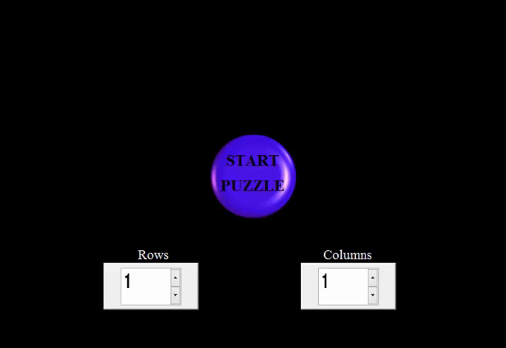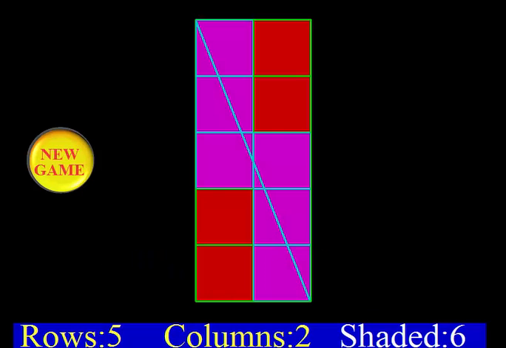Here is a program that you can use to test out the number of squares that are passed through. You can download it from my website, www.emethane.com. Now let's choose as a start 5 rows and 2 columns. Click Start, and as you can see there, the diagonal passes through 6 squares.